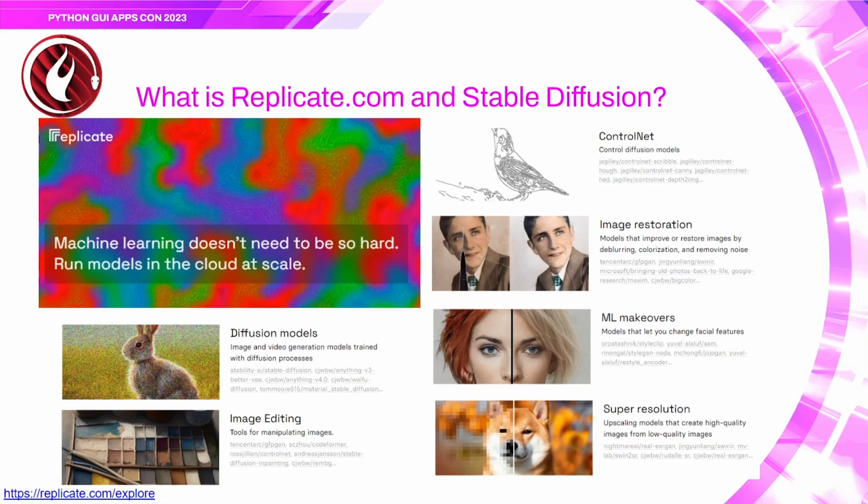So they have lots of different models. They have diffusion models for images. They have image editing models. So I like GFPGAN a lot. I like CodeFormer. I use Stable Diffusion model. They also have ControlNet models. So there's also ControlNet Scribble. I like that one. I use that one as well. Image restoration, machine learning makeovers, and super resolution. Lots of people use super resolution. I like Swin2SR. That's one of the ones that I use.